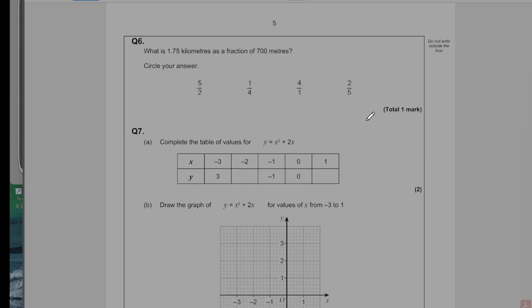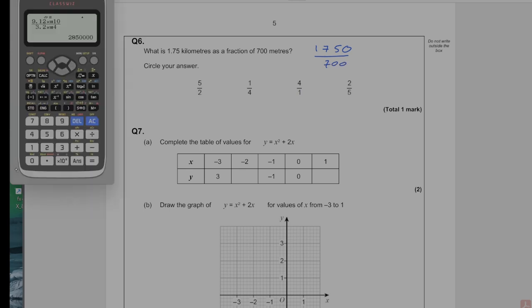Okay, right, for question 6, what is 1.75 kilometers as a fraction of 700 meters? So 1.75 kilometers as a fraction of 700 meters. So I'm going to say that it doesn't really matter which one I convert. 1.75 would be 1,750 meters over 700 meters. And then my calculator will do all the simplifying there. So 1750 over 700, 5 over 2.